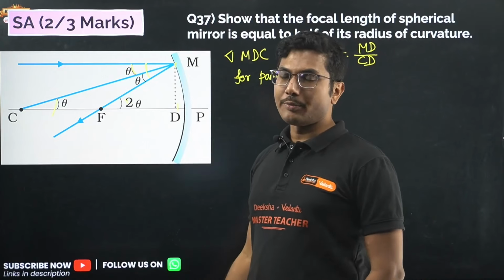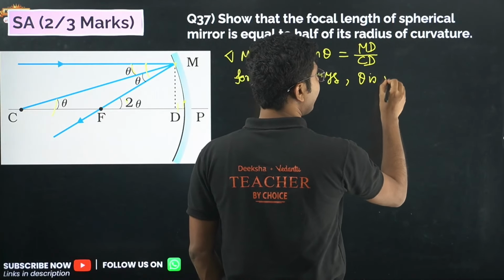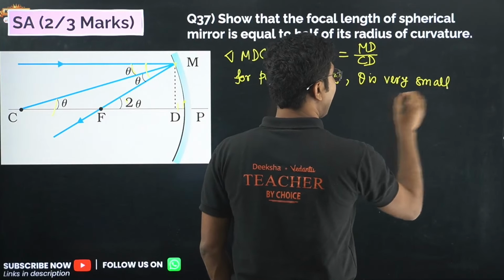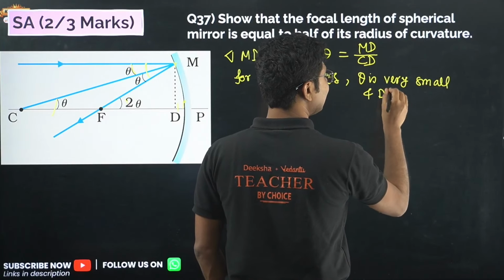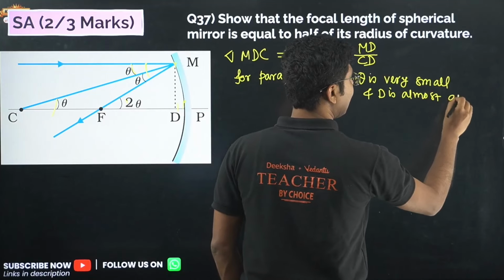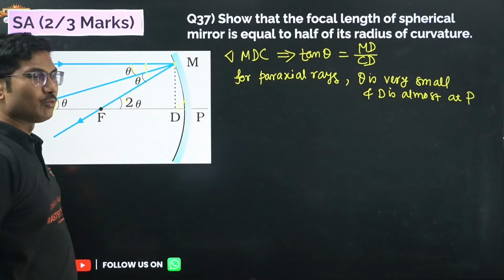So for paraxial rays this point is very close to this, and we can say that this distance DP is actually 0, so D and P are almost the same, and the angle theta is very, very small. Okay, so theta is very small and D is almost at P. So this point D is actually very close to point P.